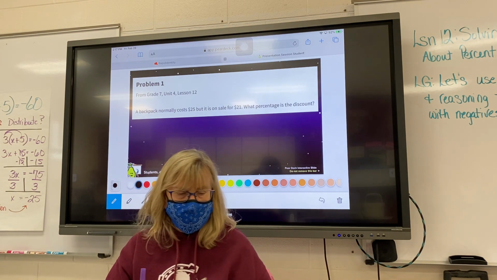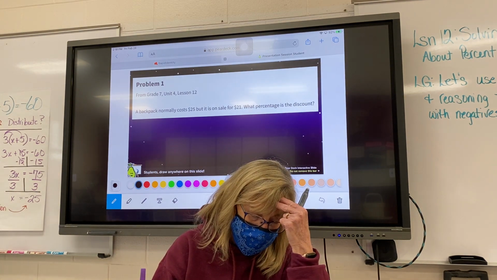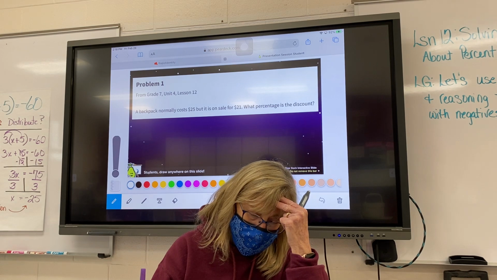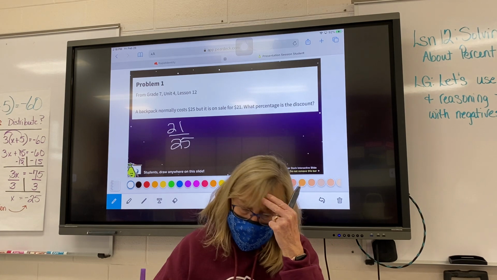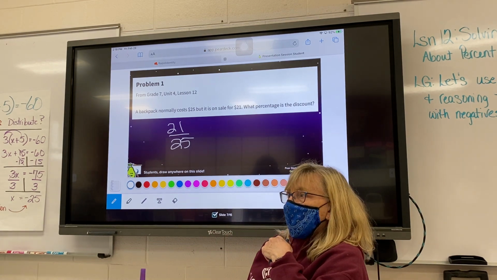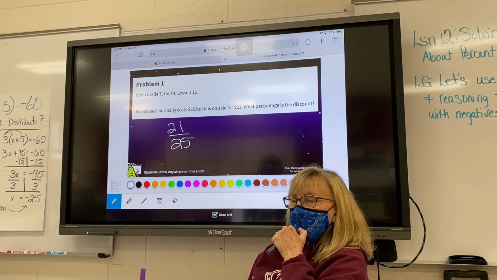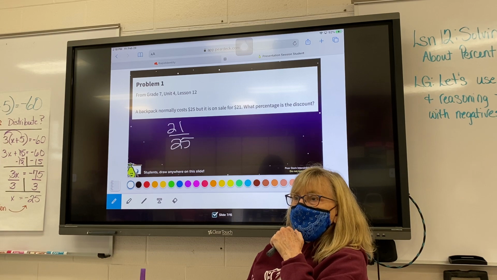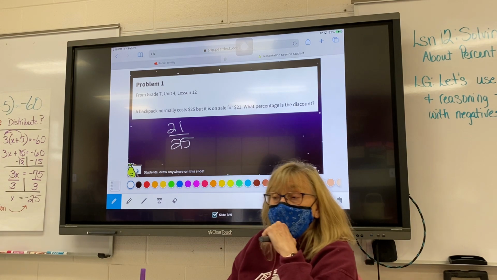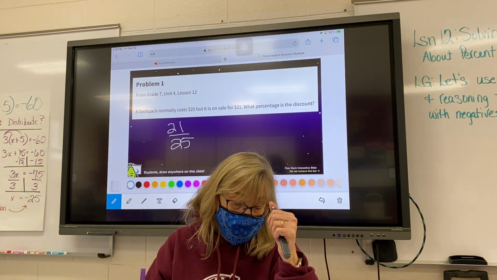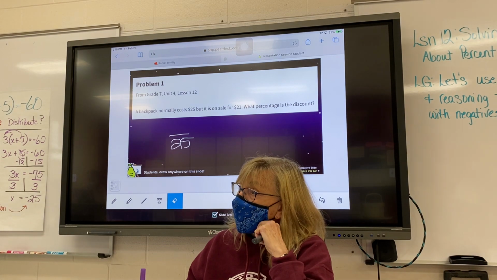And then I see this. Tell me what that's finding the percentage of. 21. Is that the discount or is that of what I paid? That is what you paid. That's the percent I paid. I want to know the percent I saved, right? So my top number is not going to be 21. How do I figure out how much I saved?